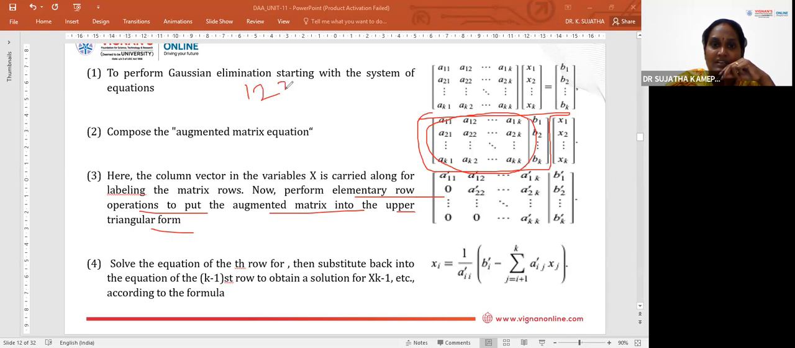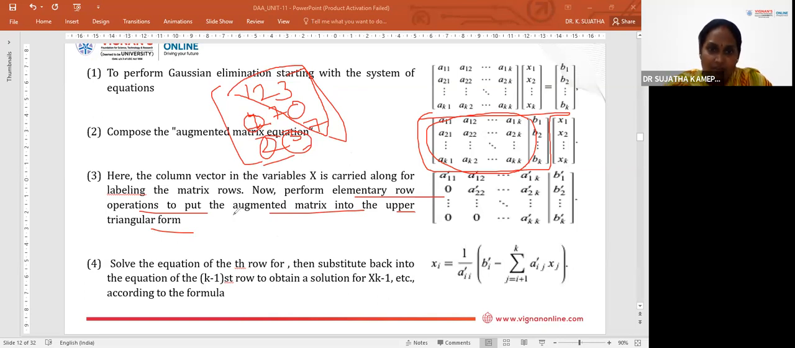Suppose, for example, I have a 3 by 3 matrix like this. Now, what does an upper triangular matrix mean? This matrix should contain values in the upper triangle, and in these places the values should become 0. In these places, the values should become 0. Then this matrix is called an upper triangular matrix. That is how we say what an upper triangular matrix means.